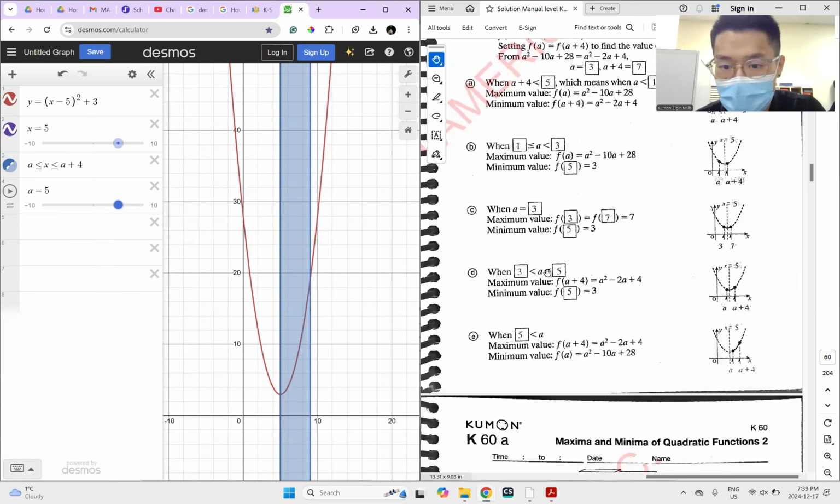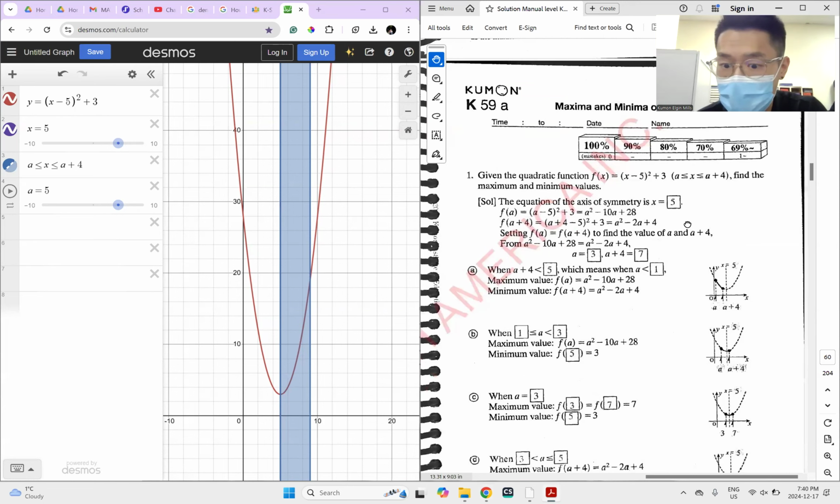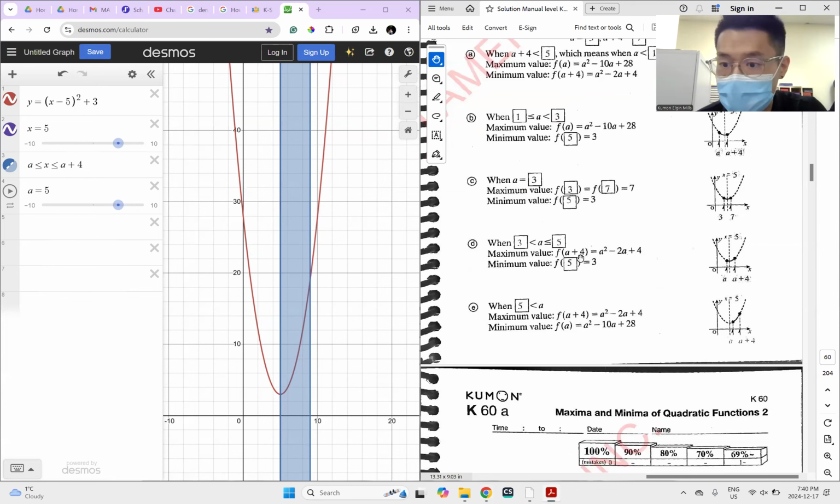So if in case of A is in between 3 and 5, my minimum point is always going to be the vertex, which is when x equal to 5 substituted in, you will get y equal to 3. My maximum value is going to be the right side of the domain, which is a plus 4 when you substitute a plus 4 in it, right? So this explains the scenario number D.